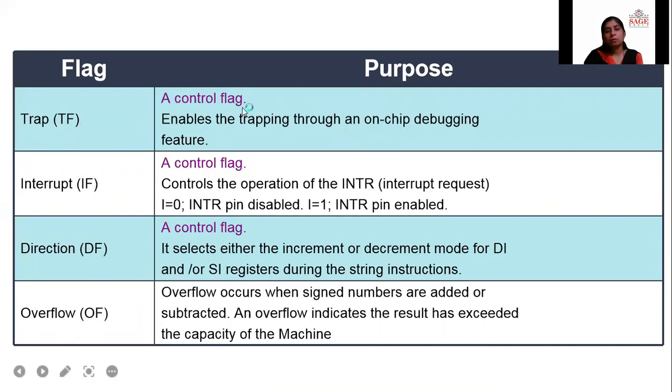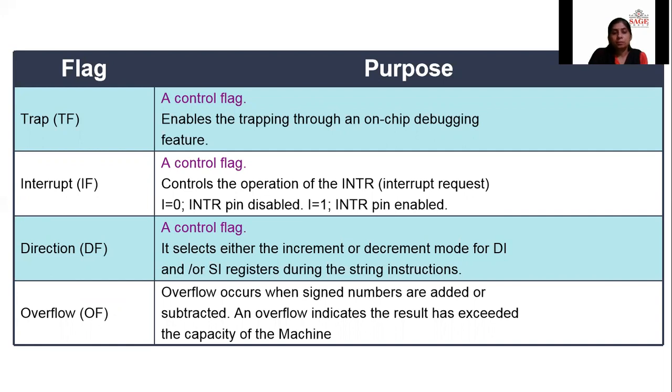Trap flag, interrupt flag, and direction flag are the 3 control flags. The trap flag enables trapping through an on-chip debugging feature. The interrupt flag controls the operation of the interrupt request. When the interrupt pin is enabled, the value of I equals 1. When the interrupt is disabled, I equals 0.